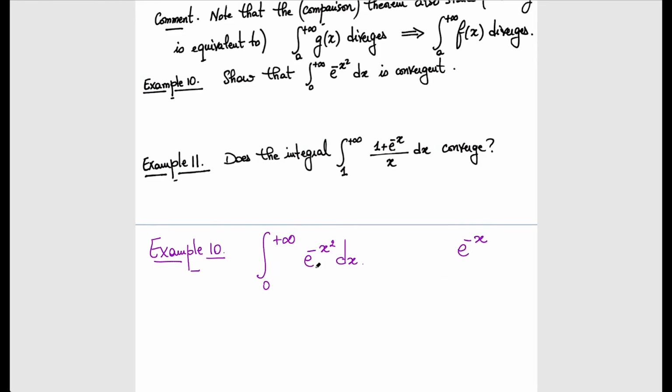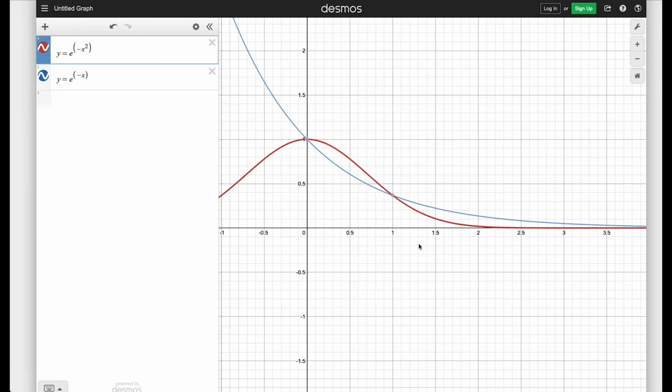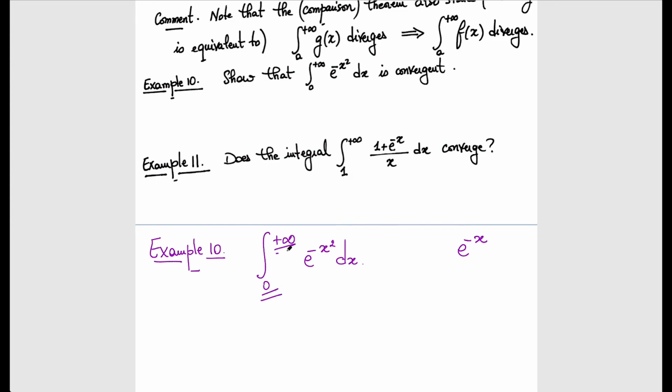So to completely understand it, let's actually try to sense it first. In order to do so, I'm going to invoke the online software Desmos. I'm going to go to desmos.com and graph y equals e to the power negative x squared, which is the red graph, and graph the function y equals e to the power negative x, which is the blue graph, and try to get a feeling of what's going on between the two functions from 0 onward. Don't forget, from 0 onward.